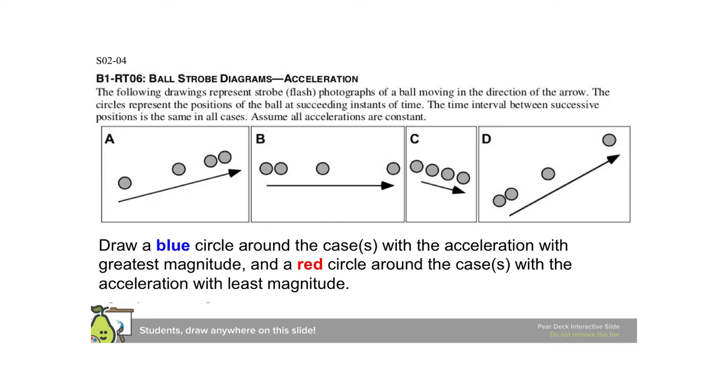Draw a blue circle around the case or cases with the acceleration with greatest magnitude, and a red circle around the case or cases with the acceleration with the least magnitude.